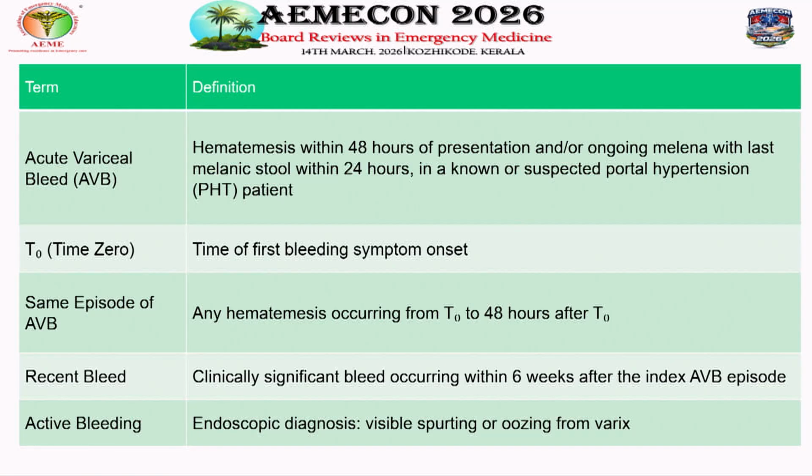Coming to the recent bleed. Recent bleed is if he has a bleed within 6 weeks after the index bleed. So the patient had bleeding today. After this 6 weeks, whenever he has a bleed, that will be called a recent bleed, right?